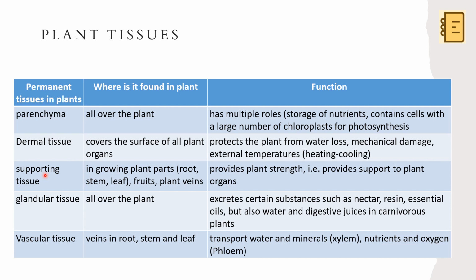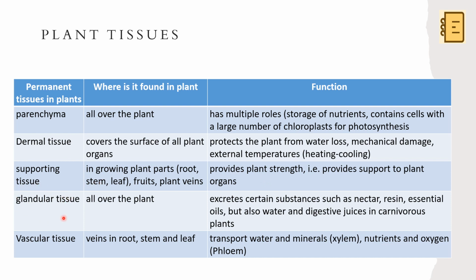Plants do not have a skeleton and they do not have muscles, but they need some kind of support. For this, they have supporting tissue. Basically, you can find it in parts of the plant which are growing, like root, stem, and leaf, and also they can be part of fruits and plant veins. Why are they important? Like I mentioned, they provide plant strength or support for different plant organs.